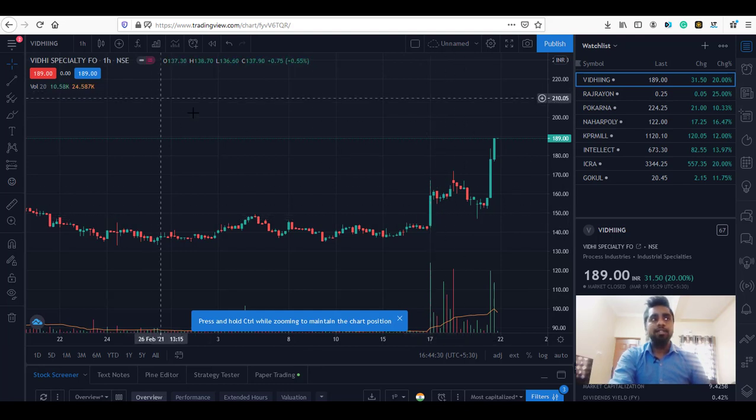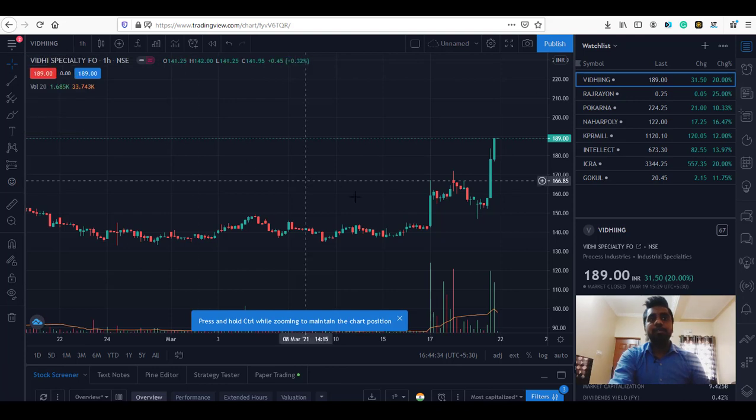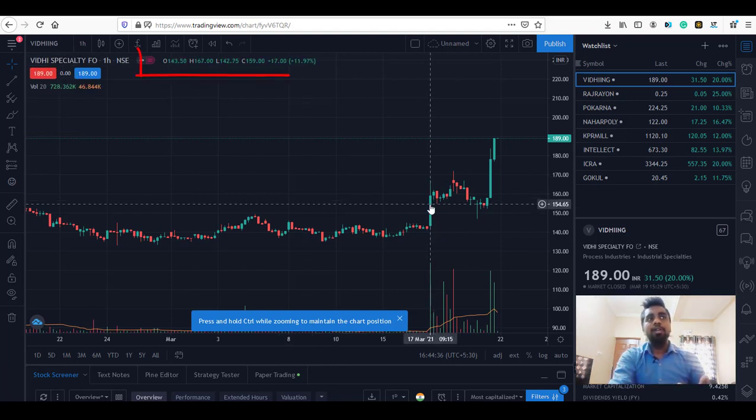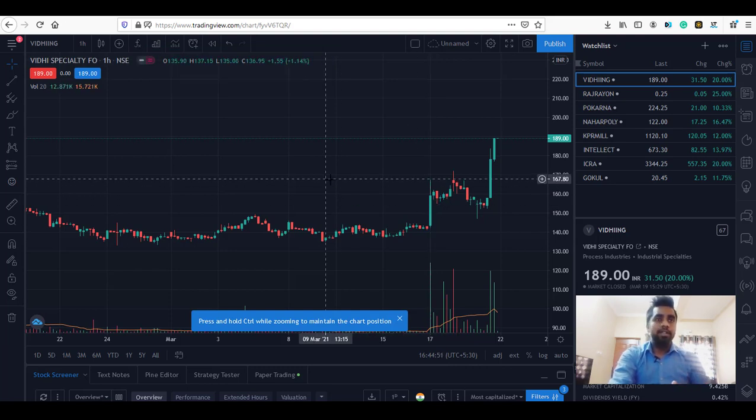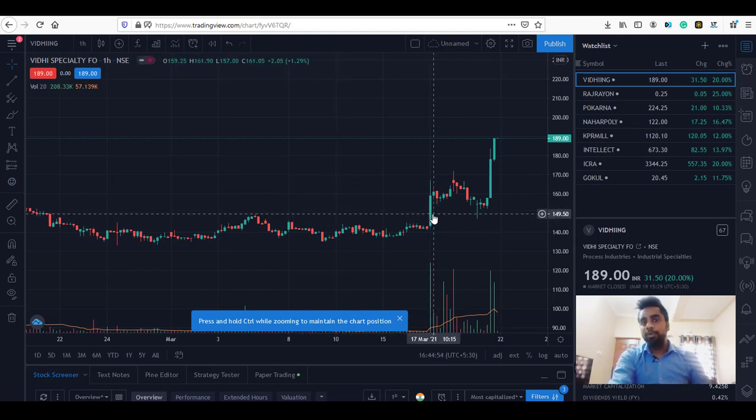When you take the cursor, the crosshair is the first tool. If you take the crosshair and place it over the candle, you can see open, high, low, and close. So during 1 hour, the price opened at 143.50 paisa, and it went as high as 167 and as low as 142.75, and it closed at 159. So this is the basic of the candle, and a green candle always represents a positive movement or a bull market, and a red candle always represents a negative movement, a falling price, or a bear market.